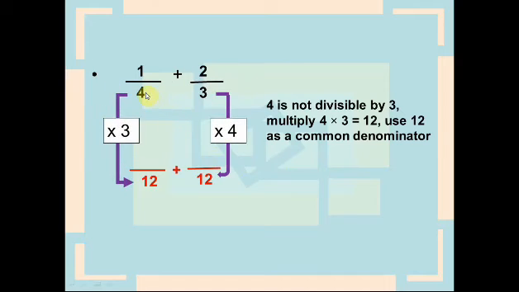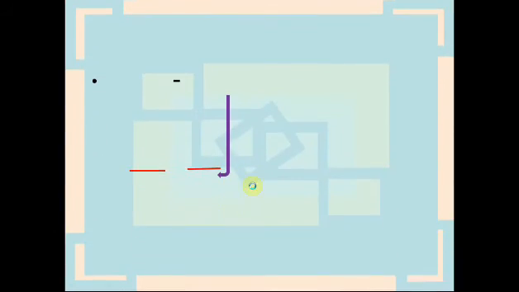And because 4 multiplied by 3 equals 12 and 3 multiplied by 4 equals 12, we multiply the numerators 1 multiplied by 3 and 2 multiplied by 4. 1 multiplied by 3 equals 3 and 2 multiplied by 4 equals 8. And now we add the two fractions. The denominator is 12 and 3 plus 8 equals 11.